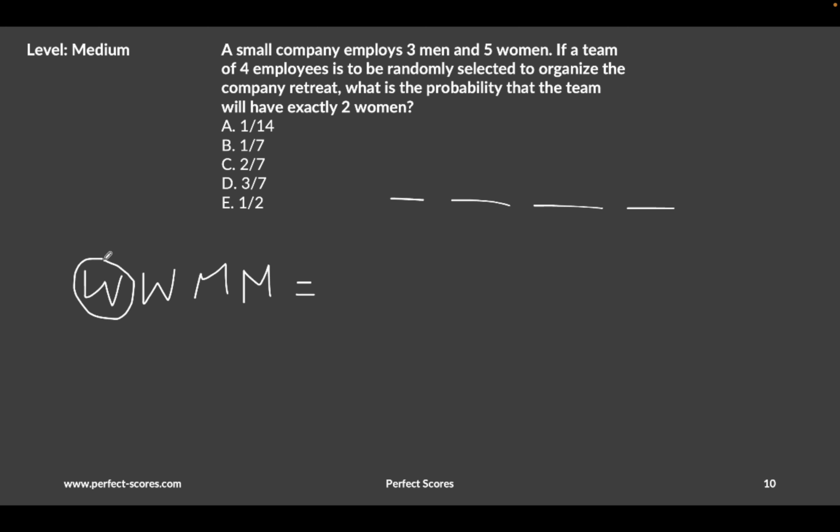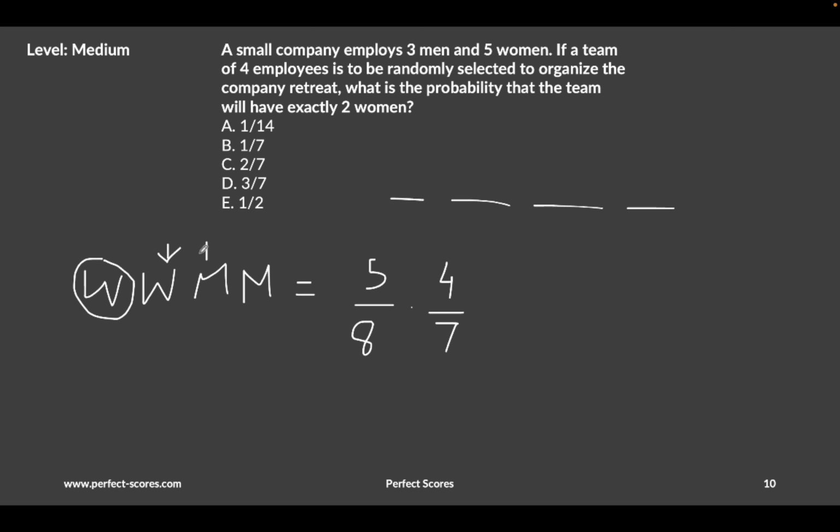So what is the probability of selecting the first woman? That's 5 women out of 8 people. Then you move on to the next one. What is the probability of selecting another woman? Of course, you can't select the same woman again. So you're going to have 4 women out of 7 people, because you've already chosen one.